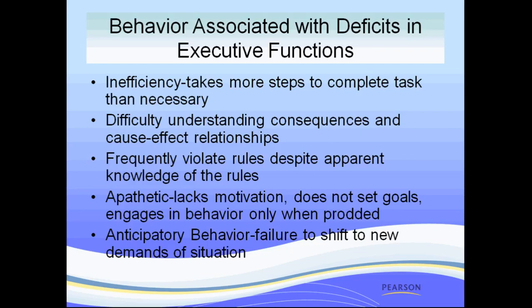The big thing is frequently knowing what the rules are, but violating them anyway. So you can ask the child what the rule is that they violated. They'll be able to tell it to you, but they do it anyway. So it seems willful, and it isn't necessarily. Kids might appear apathetic. They lack motivation. They don't get going. Even if you prod them, say, come on, get this done, they say, yeah, I'm going to do it, and nothing gets done.